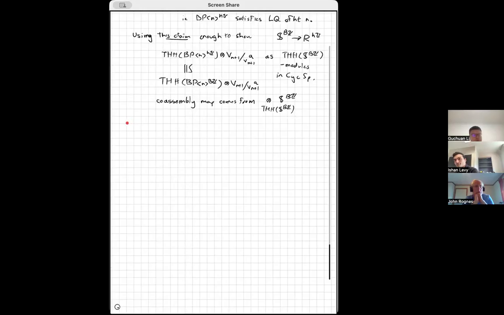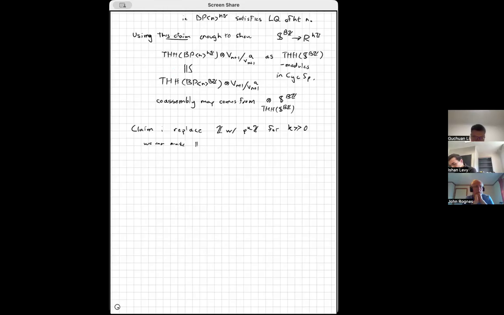So let me try. The claim is that if you replace Z with p^k Z for k sufficiently large, then we can make this isomorphism true.